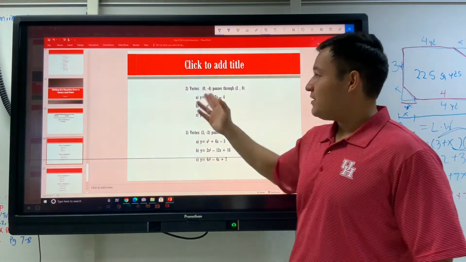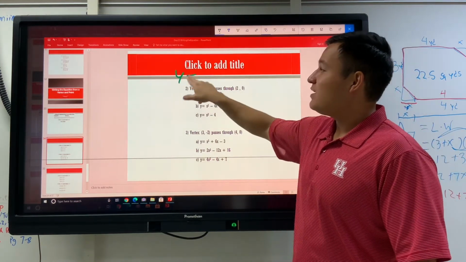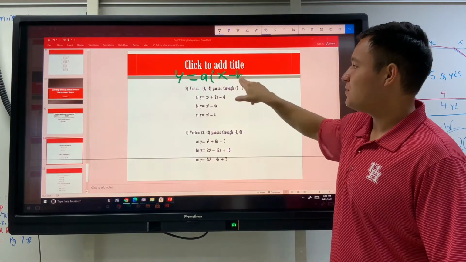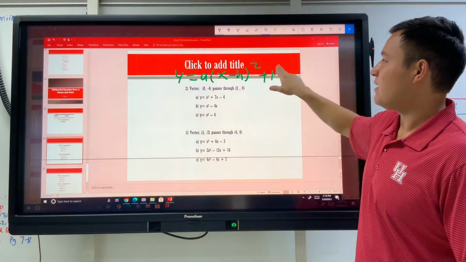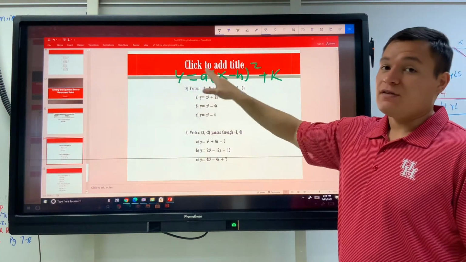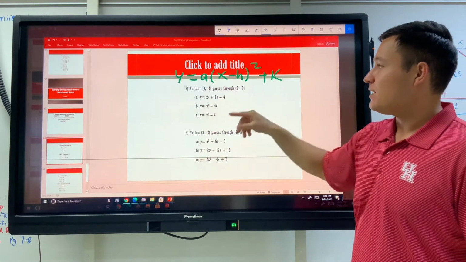First off, let's just write the equation. If we have the vertex and we have another point, we're going to need to plug them into vertex form. Y equals a(x minus h) squared plus k. Then we're going to take the vertex. The vertex goes for h and k. So let's just take these numbers and put them for h and k.